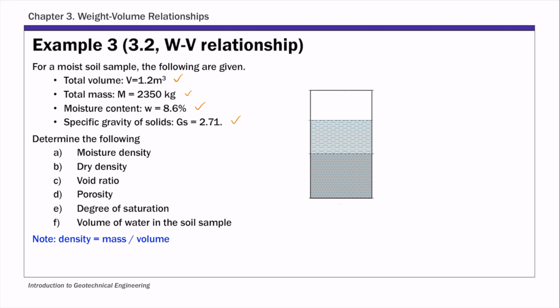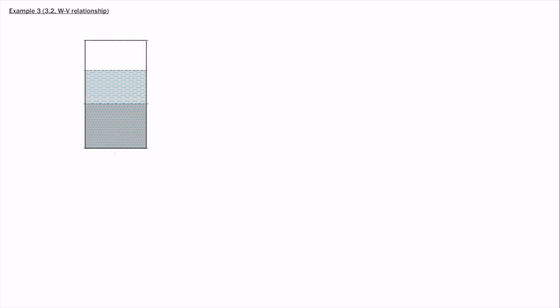And we're going to determine the following: moist density. So this corresponds to basically the moist unit weight. So we use rho m for moist density. Dry density, rho d. Void ratio e, porosity n, degree of saturation, capital S, and the volume of water in the soil sample, V water. So the first step to solve this weight-volume relationship problem is to draw the phase diagram. Okay, so let's get started here.